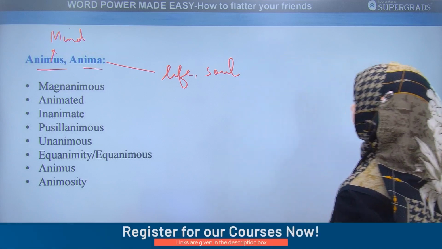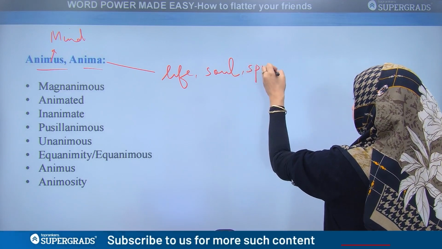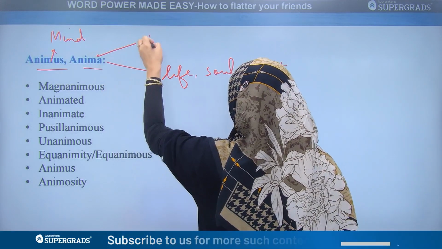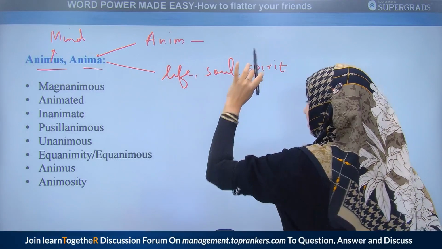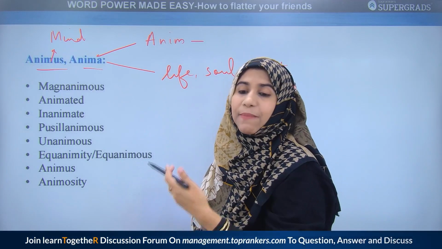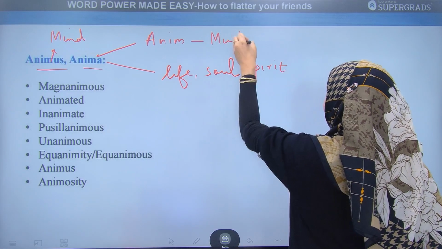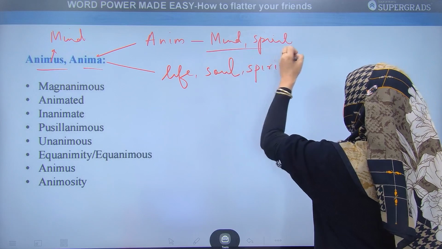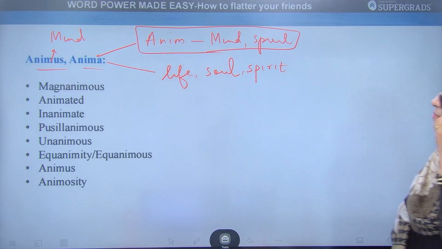Fine? Spirit also. So I would make your task easy. You simply take the root to be anim, and this is just for you to remember it easier. Anim, and the meaning would be mind, spirit or soul, whatever. That's it. Remember this and life is going to be easy.